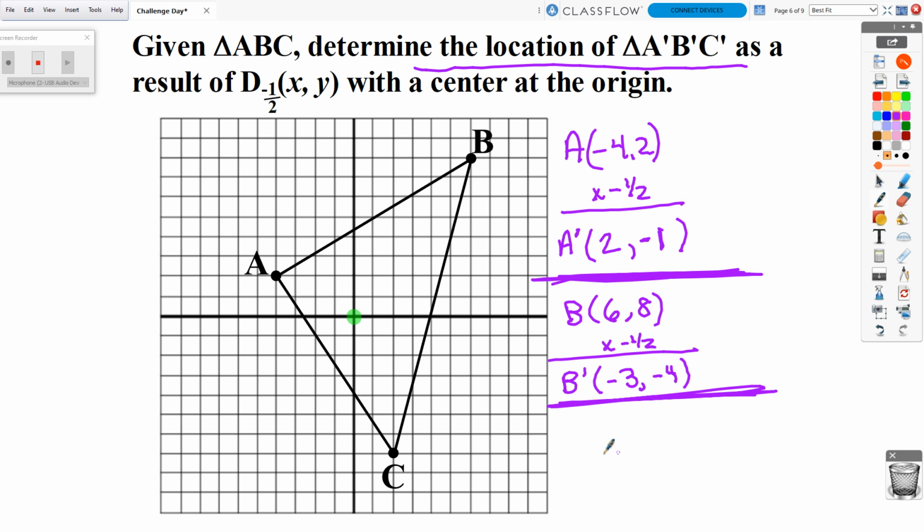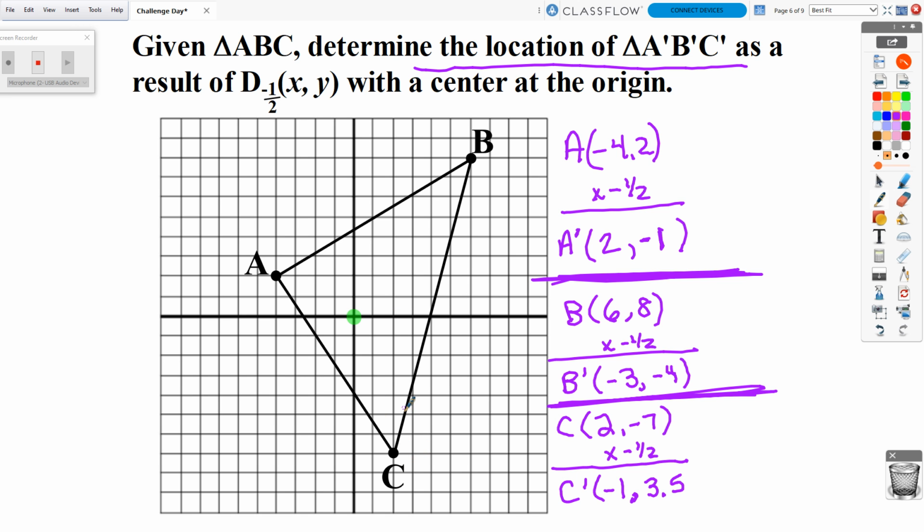All right, one more time. C. C is at 2 comma, 1, 2, 3, 4, 5, 6, 7. So 2 comma negative 7. We multiply both of those by a negative 1/2 scale factor, and C prime is going to be at negative 1 comma positive 3.5. All right, so now let's graph these.